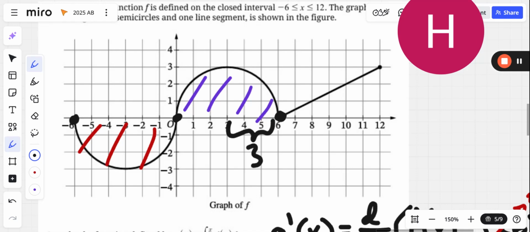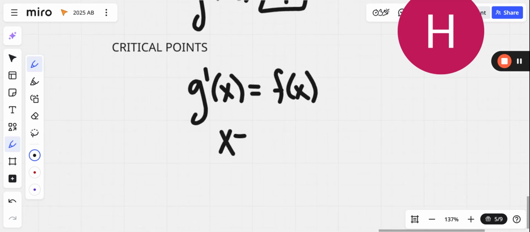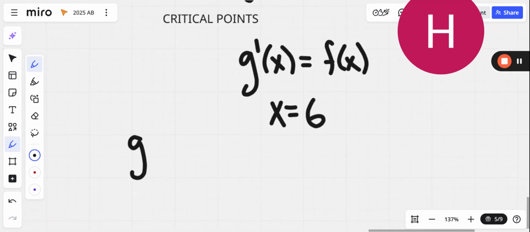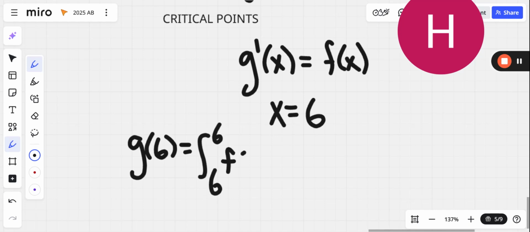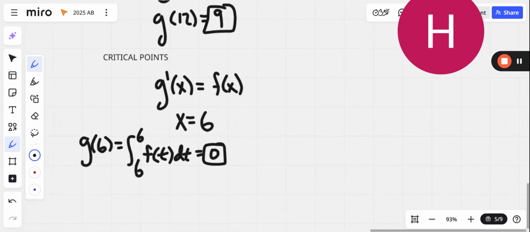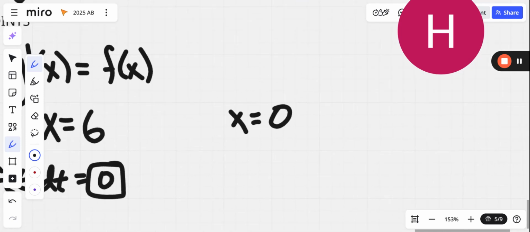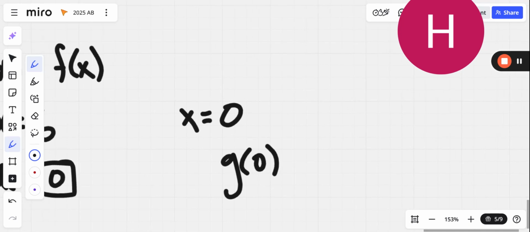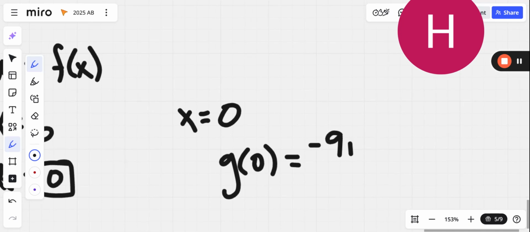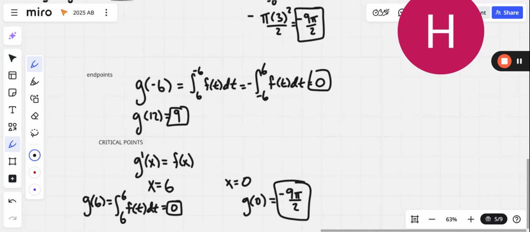We've already looked at the endpoint, negative 6. So when x equals 0, when x equals 6. Well, obviously, when x equals 6, we're not going to get anything impressive. G of 6 is just the integral from 6 to 6. That's 0. Okay, so it's the same thing, actually, as g of negative 6. But now let's look at the other critical point, which we already saw. That's x equals 0. What was g of 0? G of 0, we have it from a previous portion. It's negative 9 pi over 2. And that is actually the smallest value out of all of these candidates.